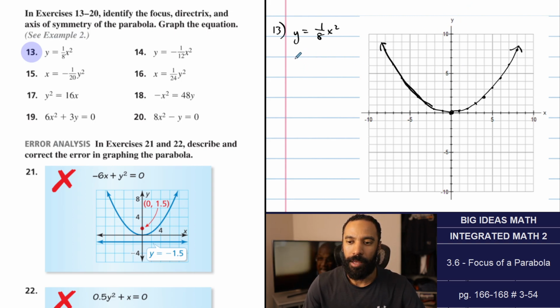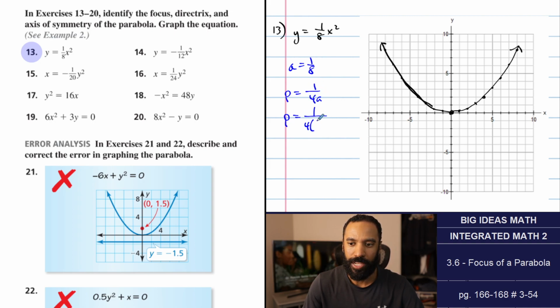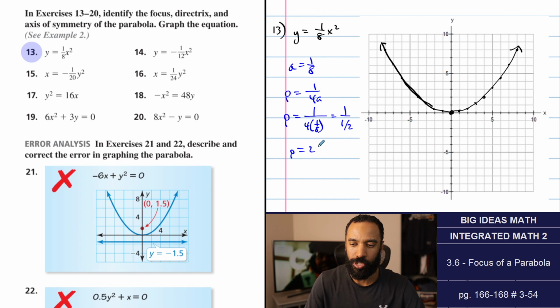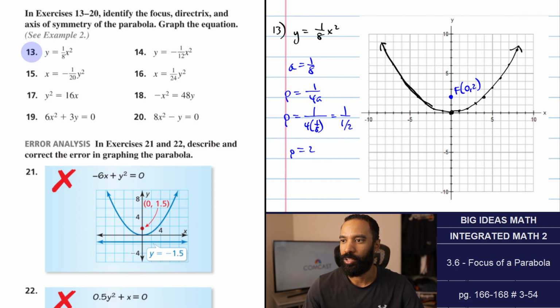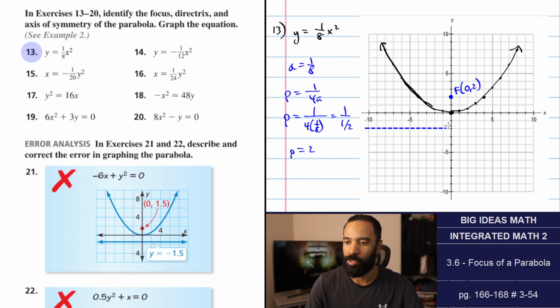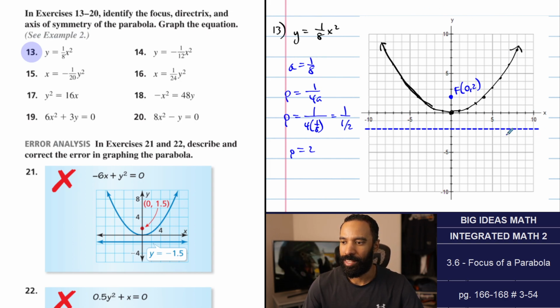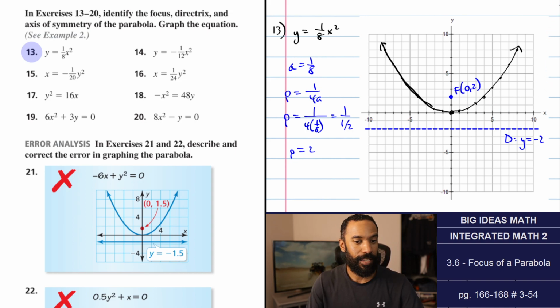So your p-value is what's next. 1/8 is a, so a is 1/8. Just like a is 1 over 4p, p is also 1 over 4a. So p is 1 over 4 times 1/8, which is 1 over 1/2, and 1 over 1/2 is 2, so p is 2. If p is 2, that means your focus goes 2 units up from your vertex. It's at 0, 2. And your directrix is this line. It's the first time I actually get to draw a line using my tool here. It's the line y equals -2, like that. That is D, y equals -2, and I'm just going to write it right there. Those are the two things, and that is your answer set.